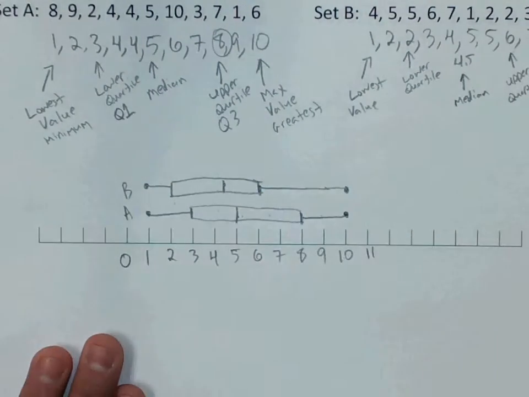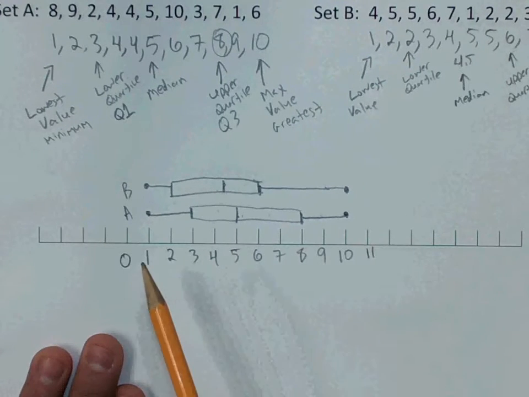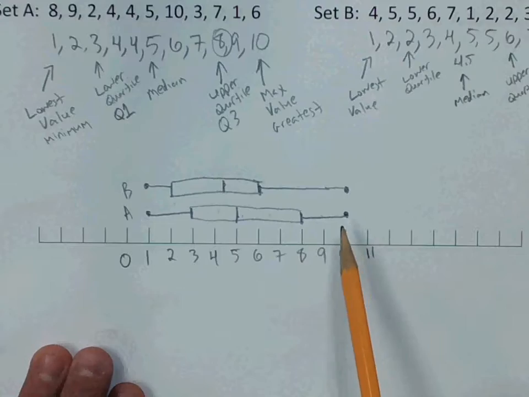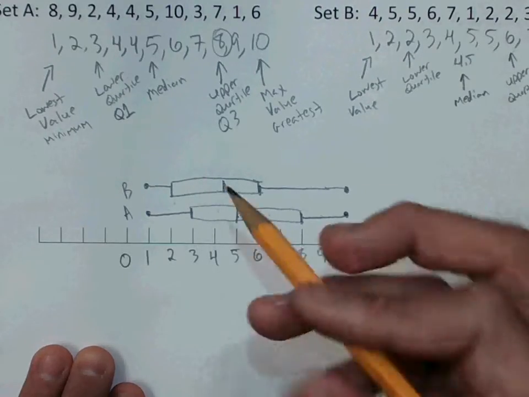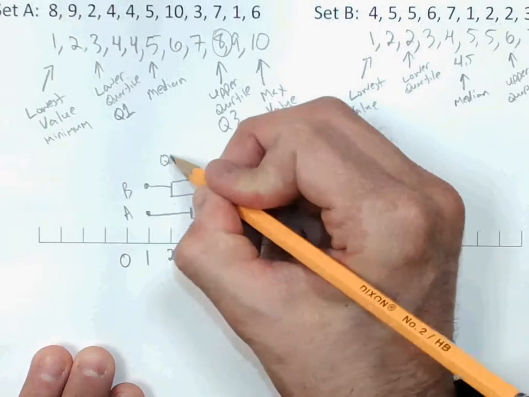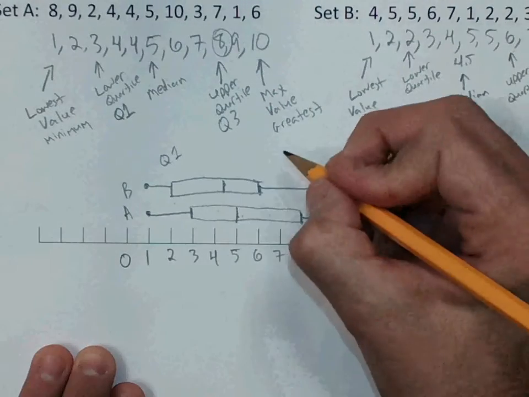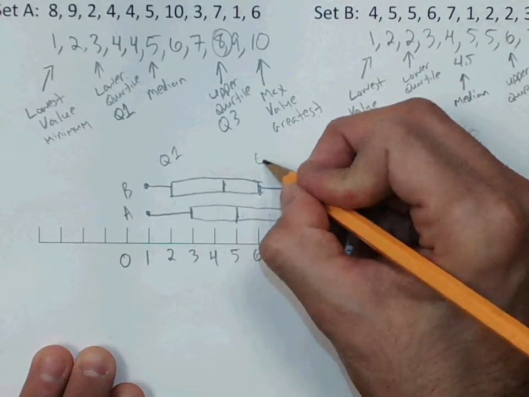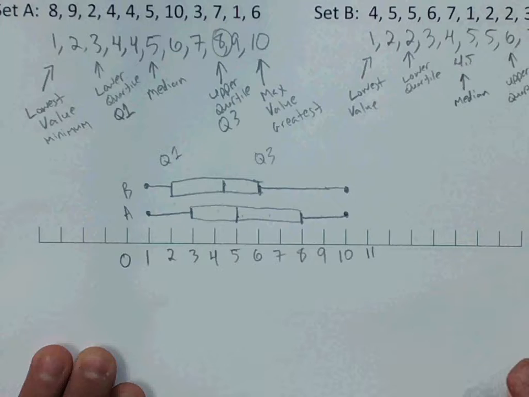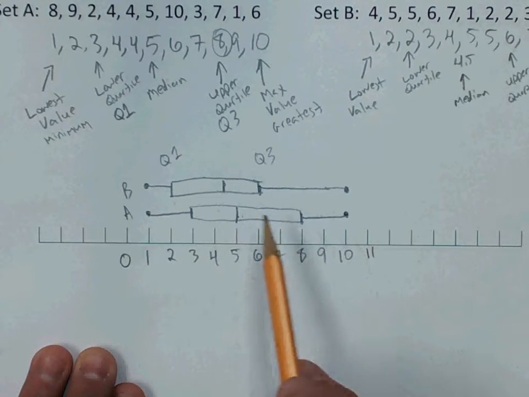So if you think about it, all you really did was identify 5 different numbers: our median, our lowest value, our highest value, and our 2 quartiles. This will be quartile 1 or lower quartile, and this will be quartile 3, our upper quartile. Each one of these is 25%.